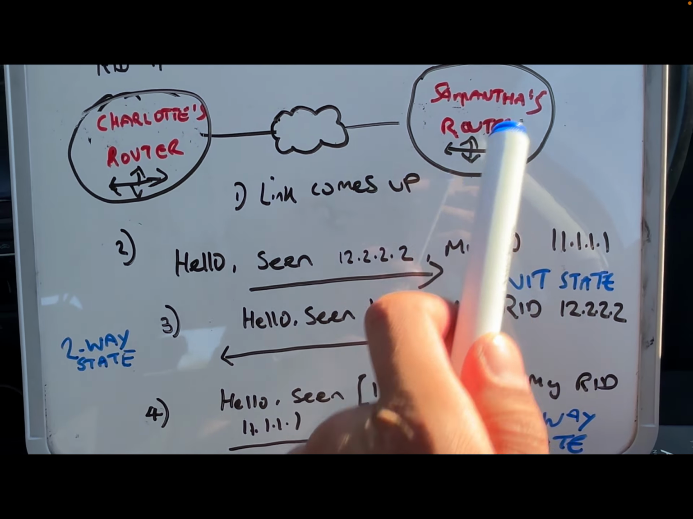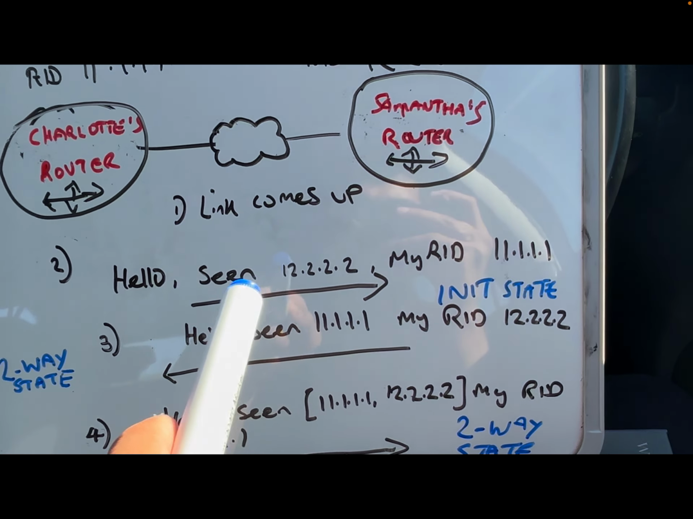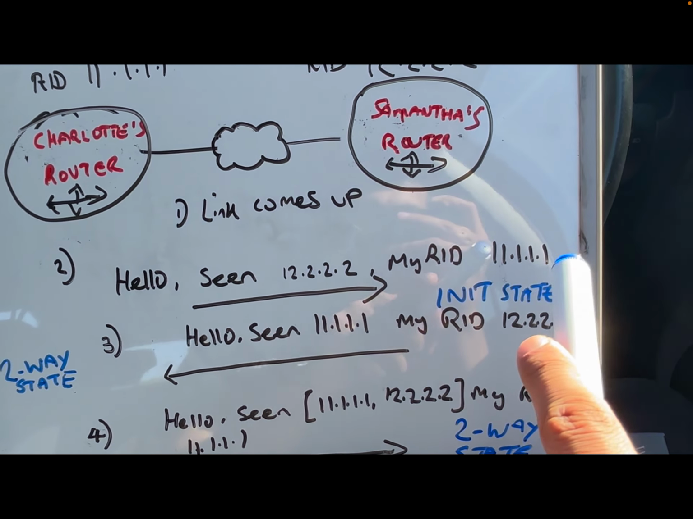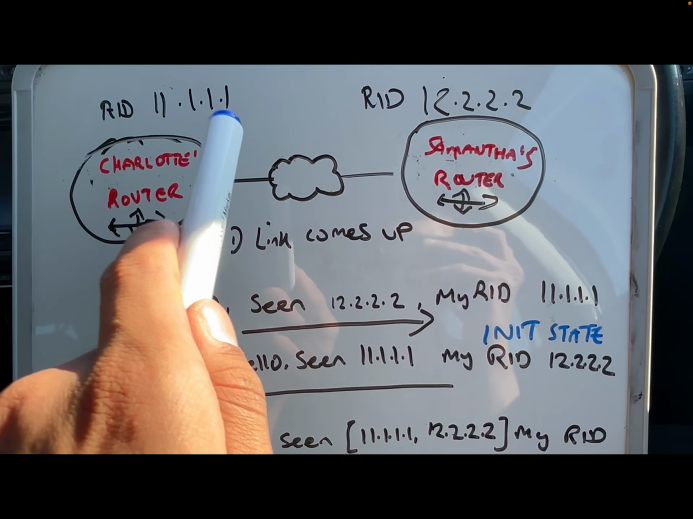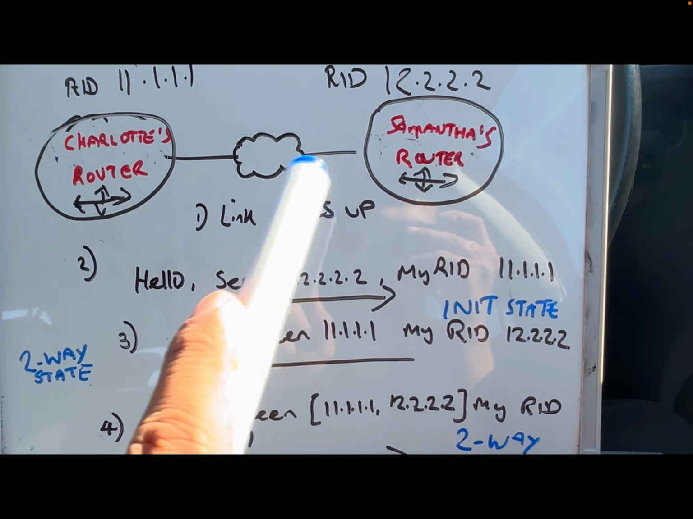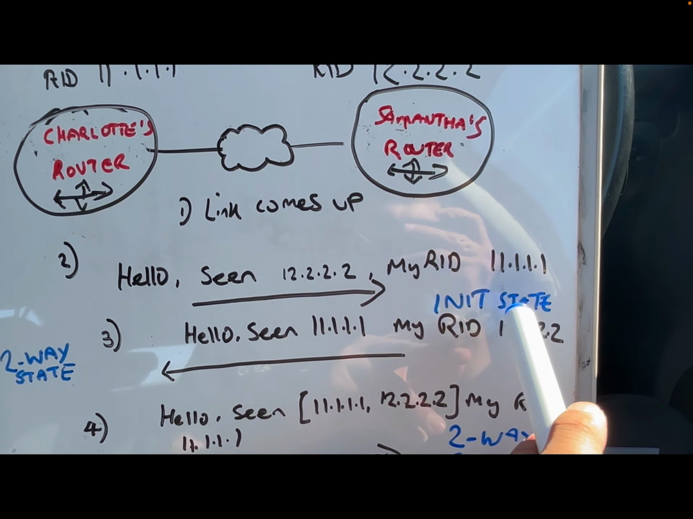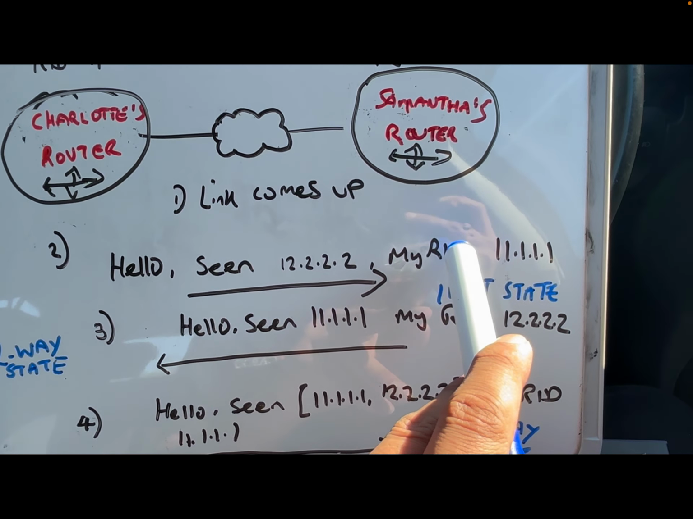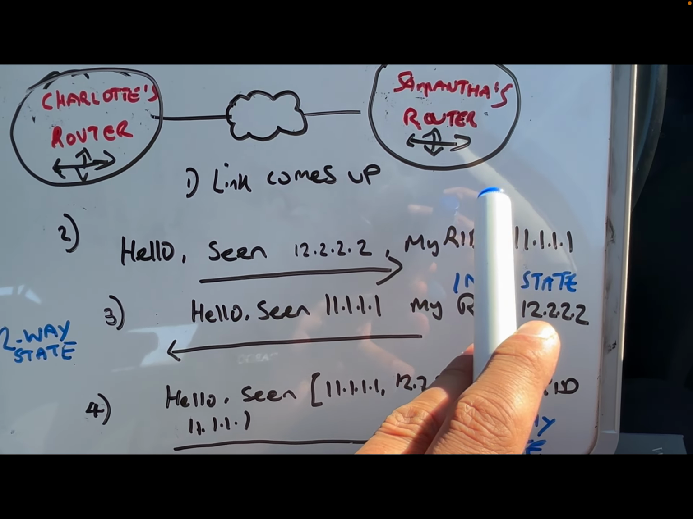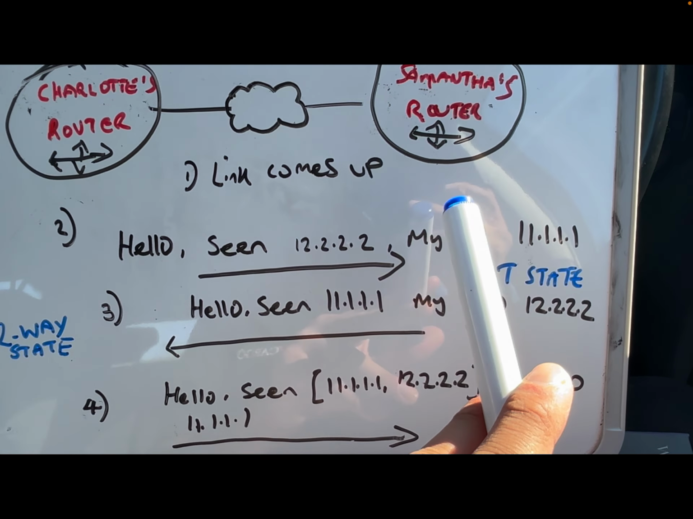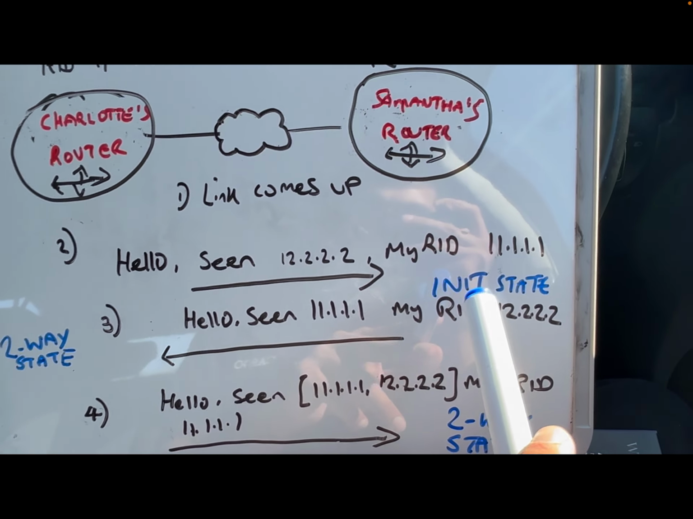Now when Samantha's router receives that hello message, it sees the router ID of Charlotte's router, 11.1.1.1. This means we go into the interim beginning state of init, and Samantha's router is now in an init state.